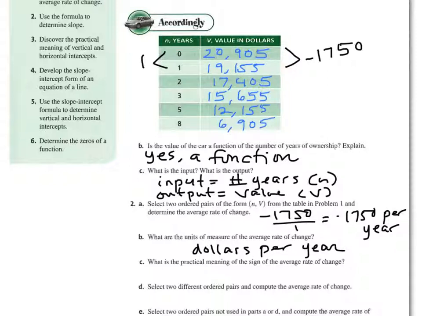Okay, so what's the practical meaning of this? This average rate of change means that this car depreciates that many dollars every single year. Well, we're going to figure out if it's consistent. So it depreciates $1,750 per year.